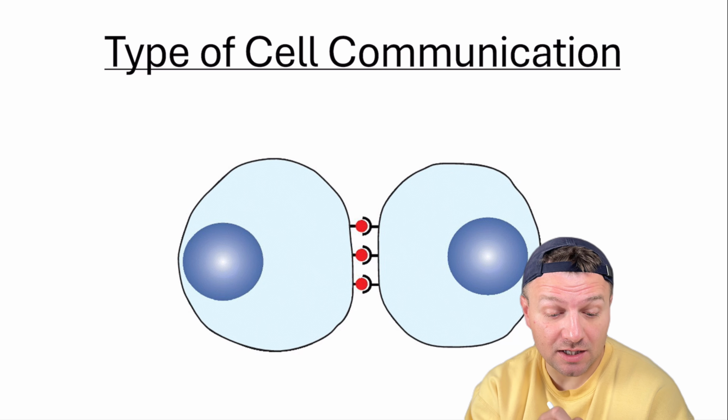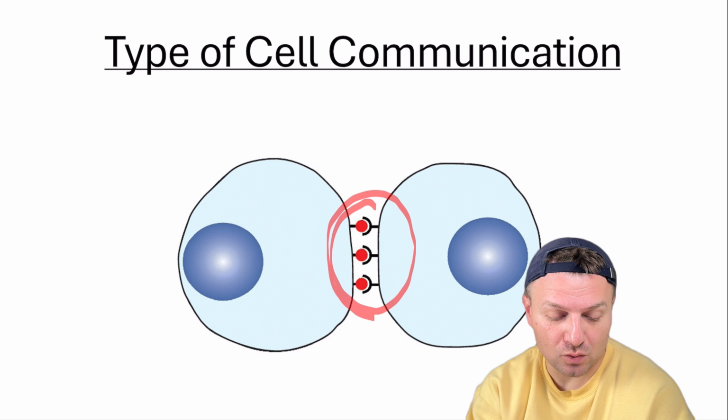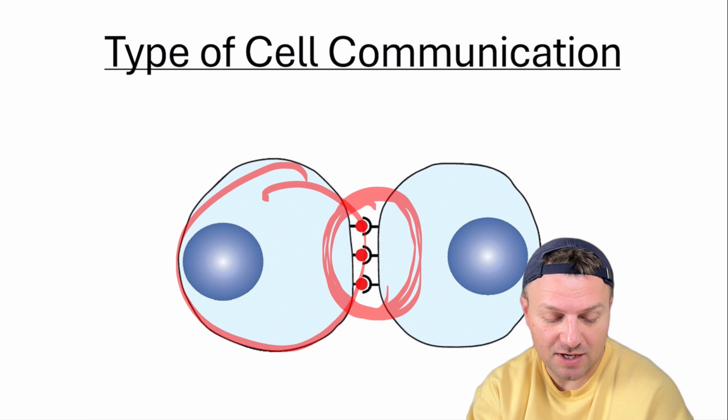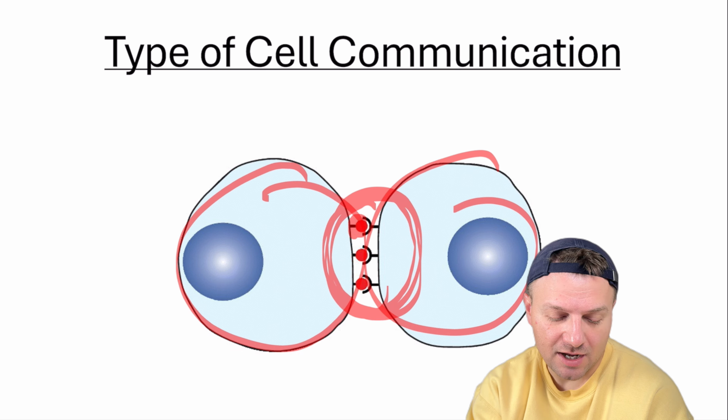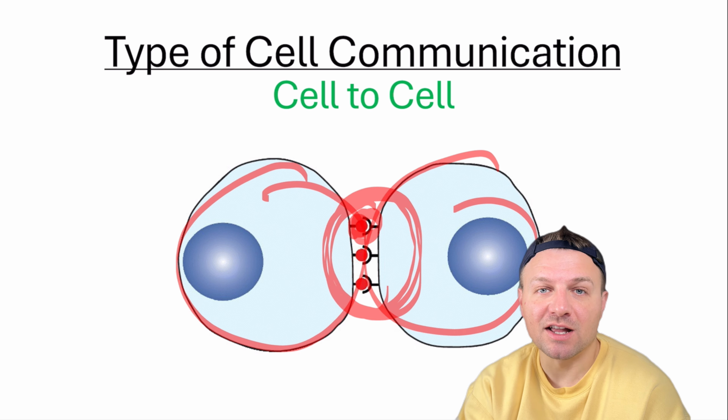All right, the first thing I'm seeing in this one is that we have a direct contact between two cells here. You can see like these signaling molecules, even though they're attached to the membrane, they're still a signaling molecule and there is a direct connection here. So this is cell to cell.